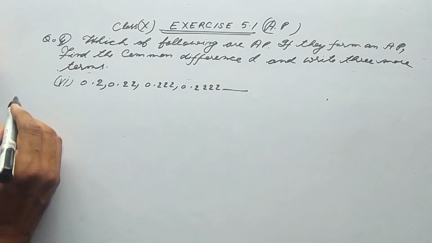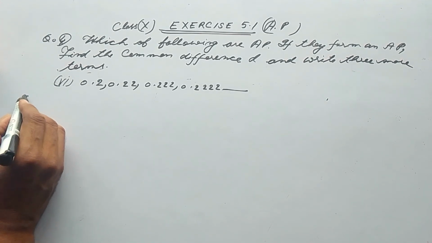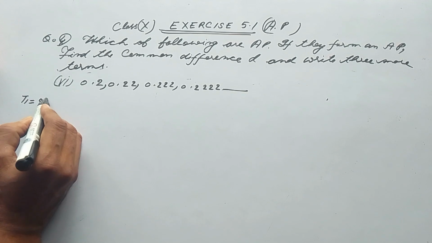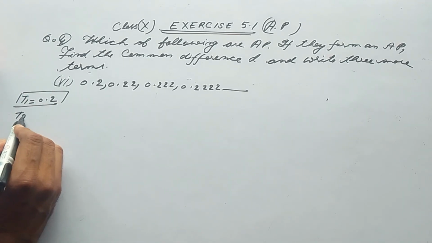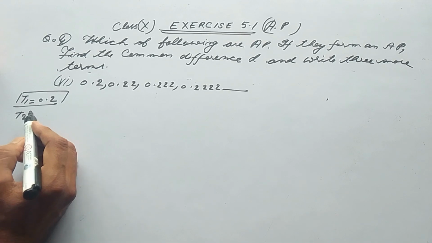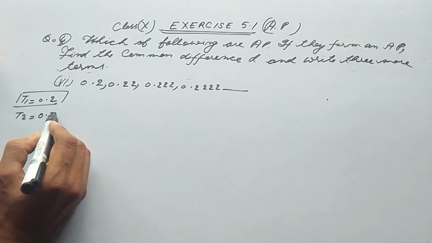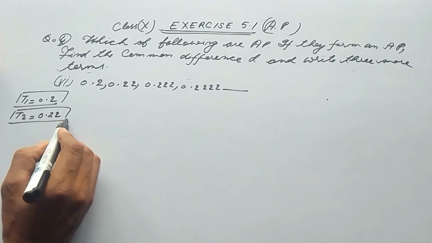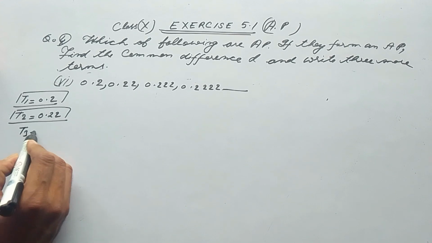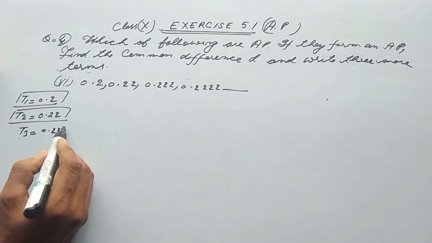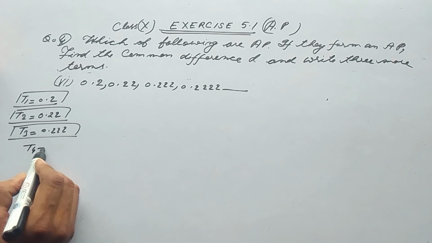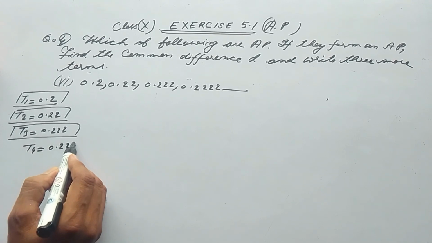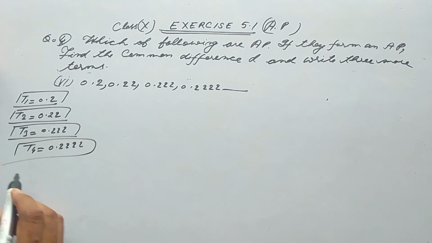Now solution of this question. In this case T1 equal to 0.2, T2 equal to 0.22, T3 equal to 0.222, T4 that is equal to 0.2222.